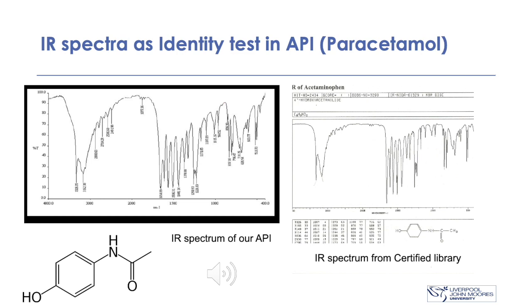Now we're going to apply the infrared spectra as an identity test in paracetamol. On the left side you have the spectra that we managed to obtain for our API. How do we know this is paracetamol? Well, we always, as I said, compare with the spectrum of a certified material. In this case, we can go to an online library and obtain the certified spectra for paracetamol and then compare them to each other.